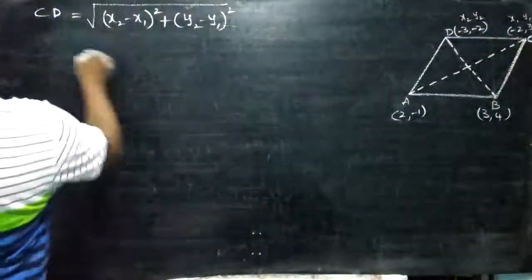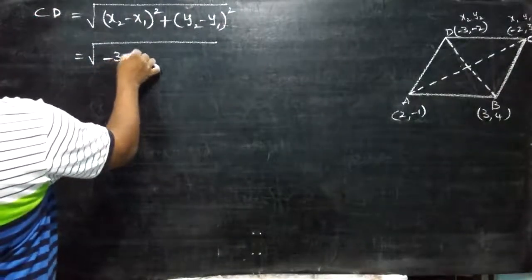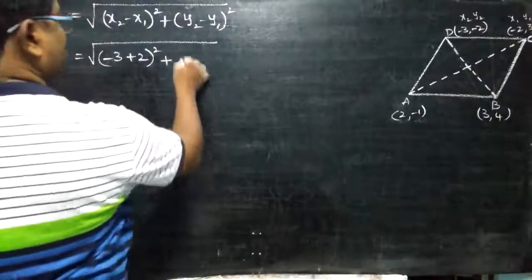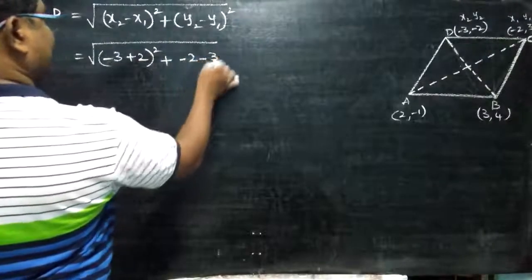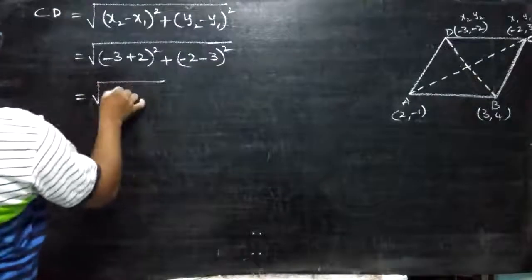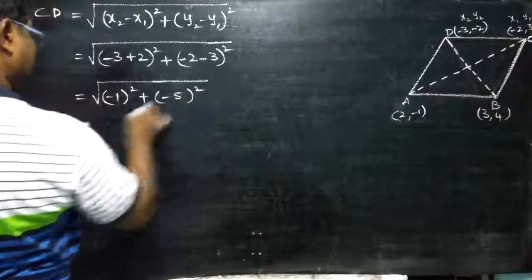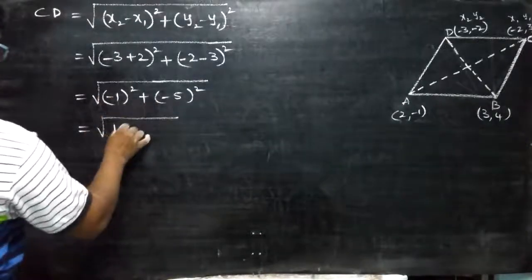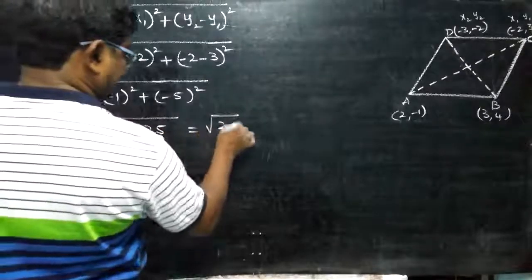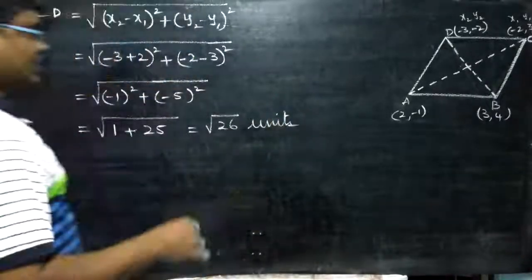Now minus 3, minus into minus plus 2 whole square plus (y2 minus 2, y1 minus 3) whole square, that is equal to (-1) whole square plus (-5) whole square. Minus into minus plus, 1 1s are 1, plus minus into minus plus, 5 5s are 25, that is equal to root 26 units. Same, CD also we got.